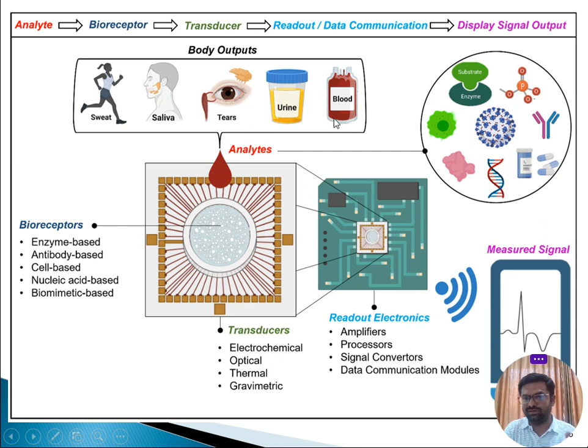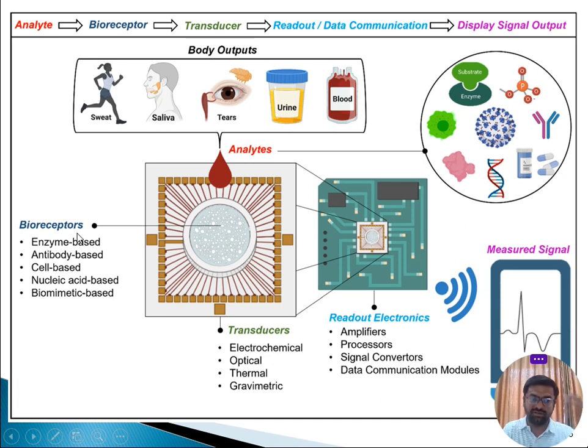How do these analytes look? Like DNA, some molecules, certain chemical combinations. All these things act as analytes. Analytes means a sample which is under test, that is given to the receptor. You can observe here, this is a receptor.